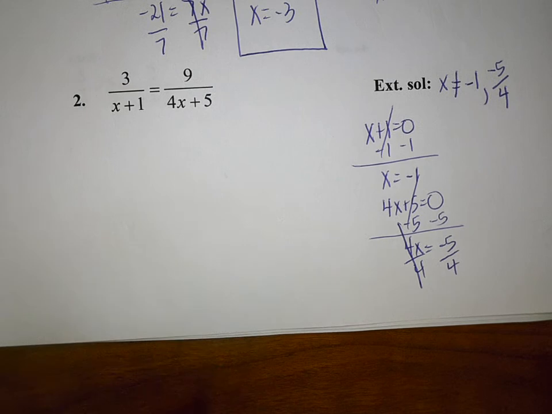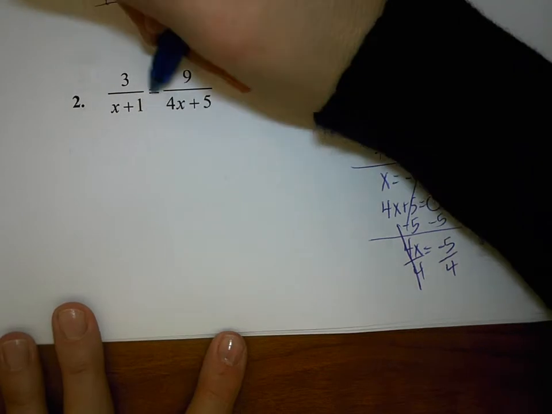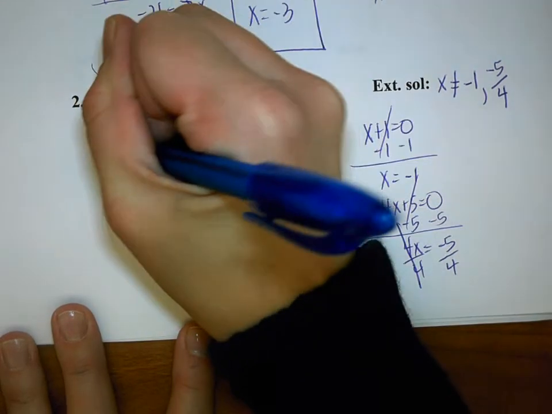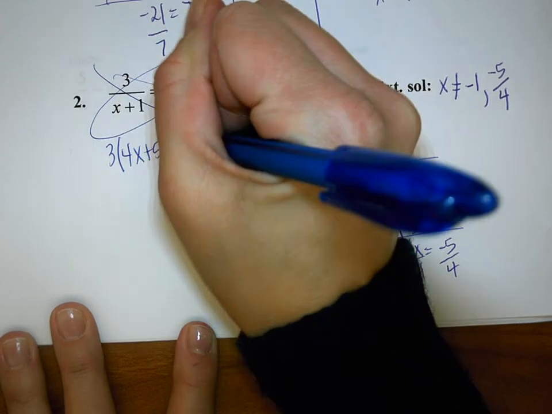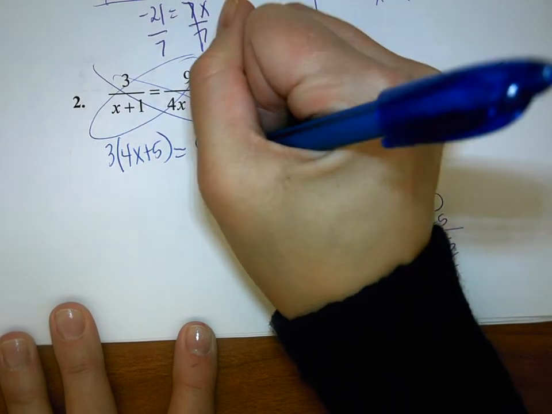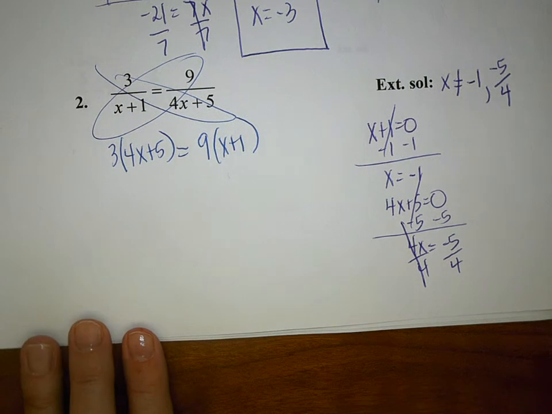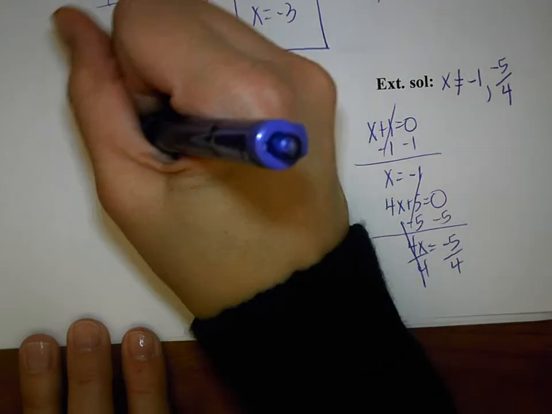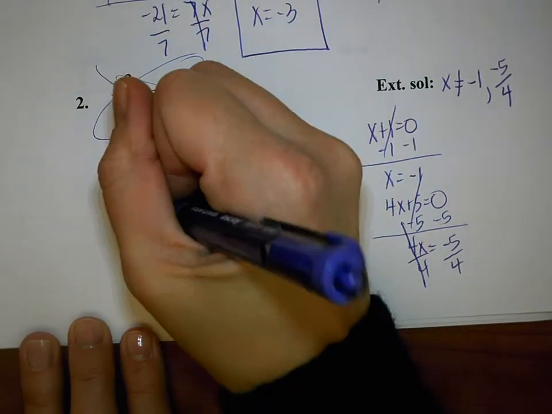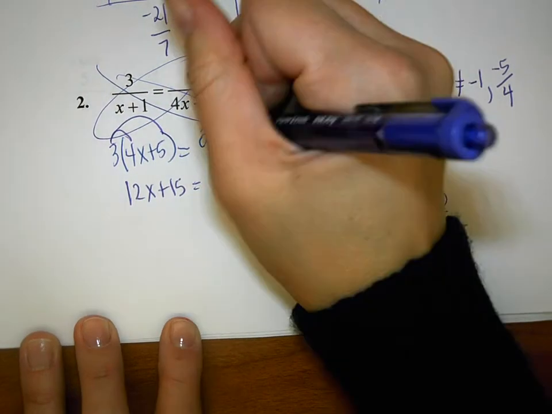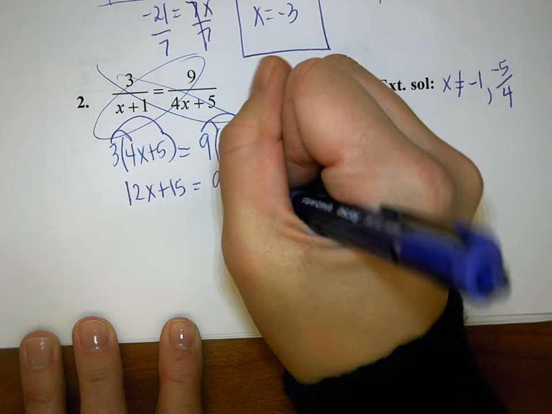Okay, so now we are going to cross multiply. How do I do this? Three times 4x plus 5 equals, very good, 9 times x plus 1. We will distribute. We get 12x plus 15 equals 9x plus 9.